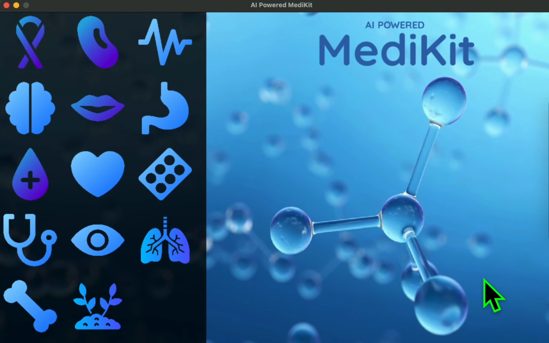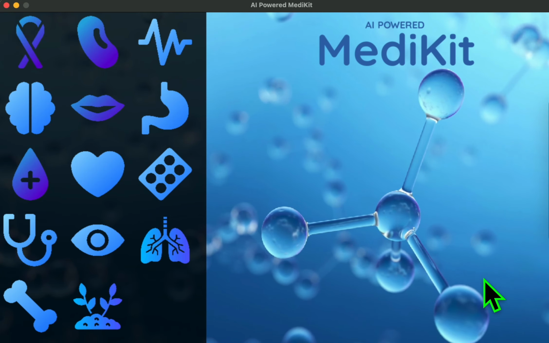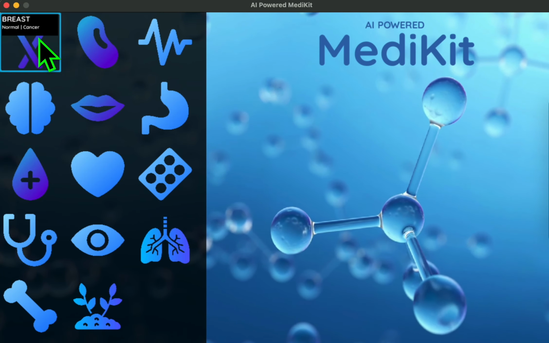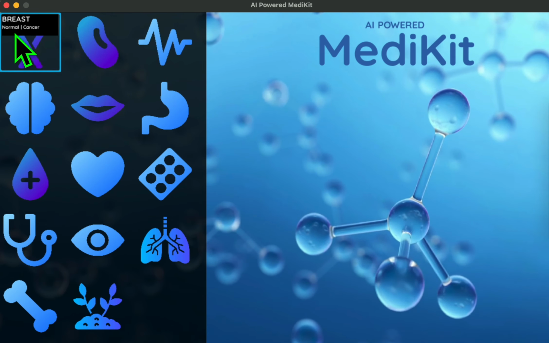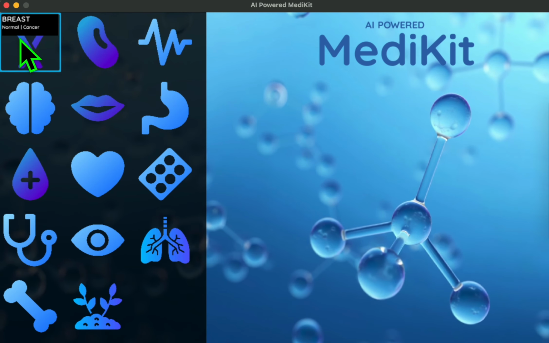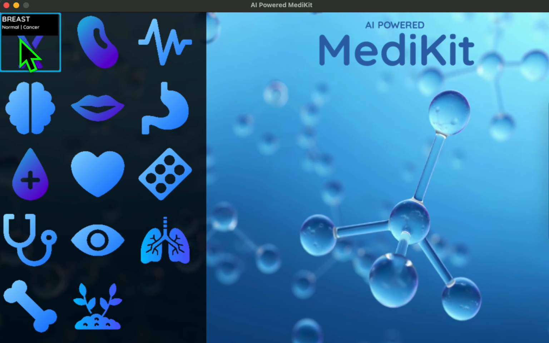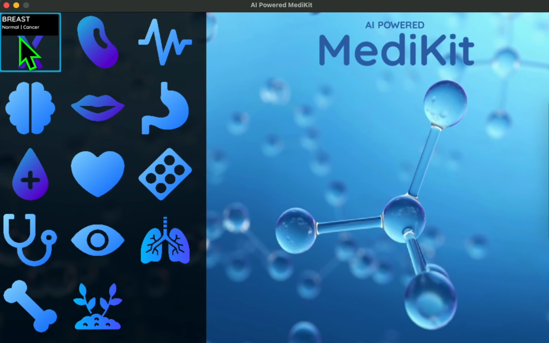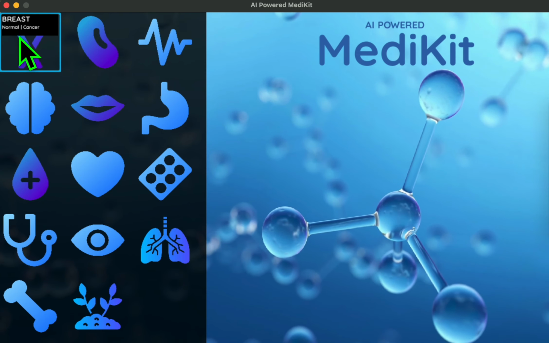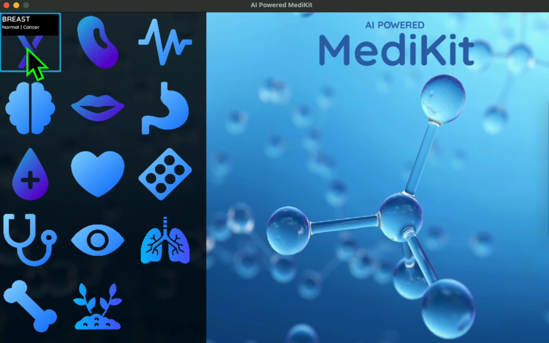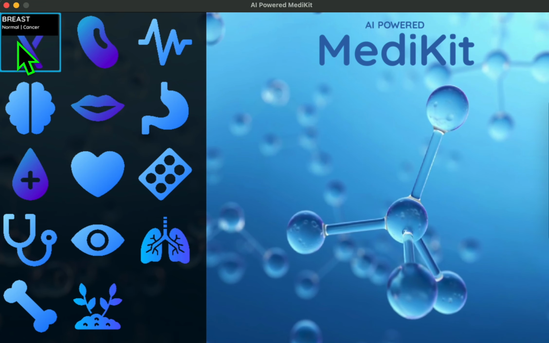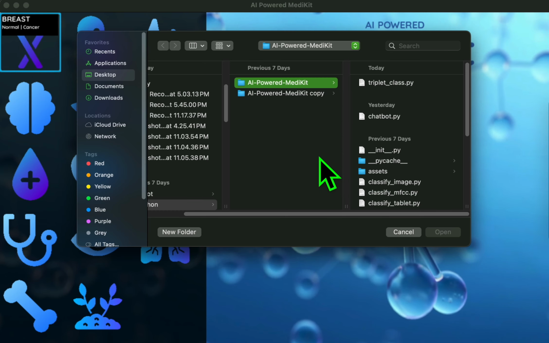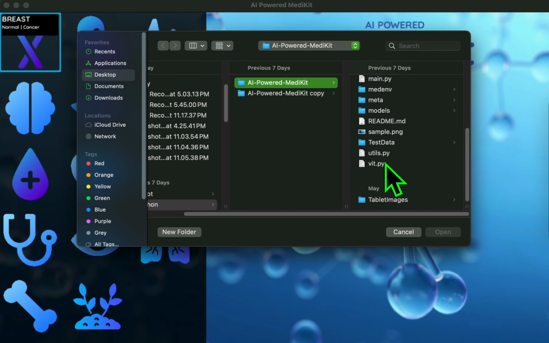This is the so-called AI powered MediKit. It has a lot of features. This one is for classifying images. When we give an image, it will classify it as a normal or a cancerous one. So what is there beyond classification? If you look, this is not a normal classification that everyone does.